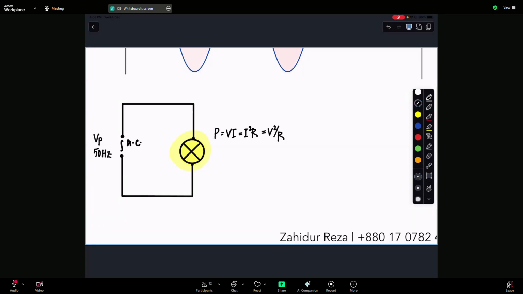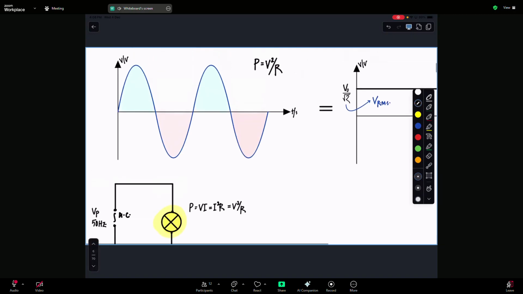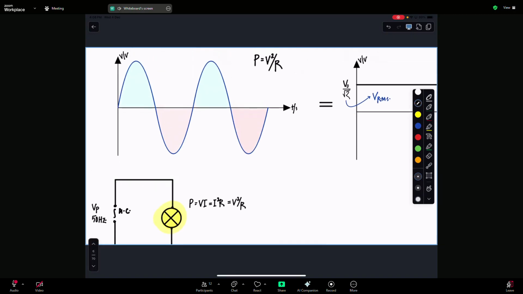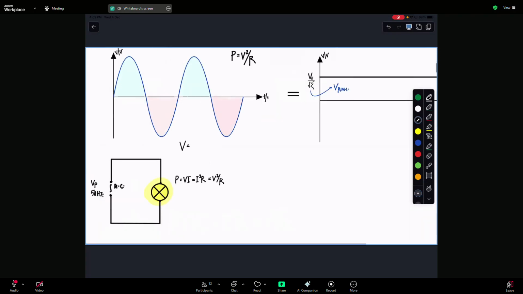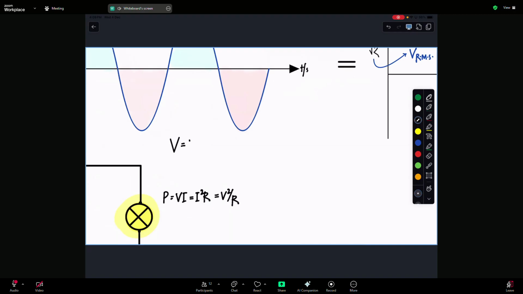But there's a problem here. If you look at the voltage and current, both of them have this graph, and it's supposed to be like that because it's an AC supply, right? Can someone remind me of the format of the AC supply equation? Tell me what the equation is supposed to be for the graph on the top. V equals V naught sine omega t.